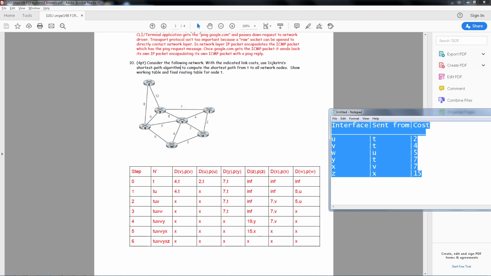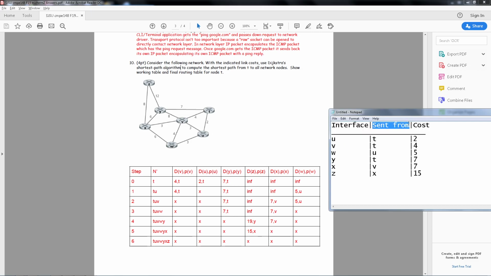You have the interface, which interface you're sending it to, or sent from. You should say sent from. Or you could do send to. Send to might be a better way of phrasing that. So we are sending this directly to U, right? And so W is getting it from, we are also sending to U there. To Y, we send directly to Y, because we are directly connected.